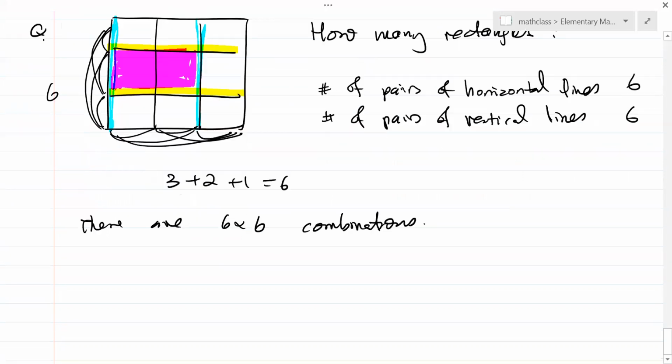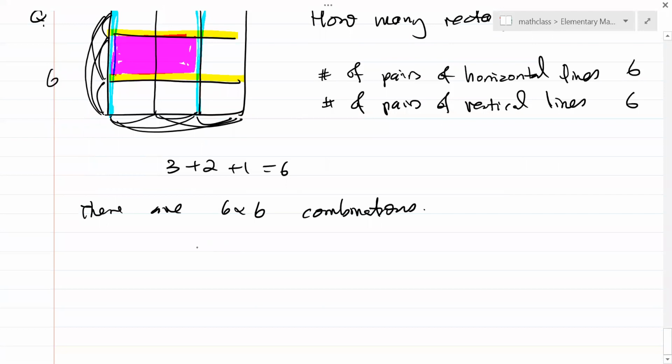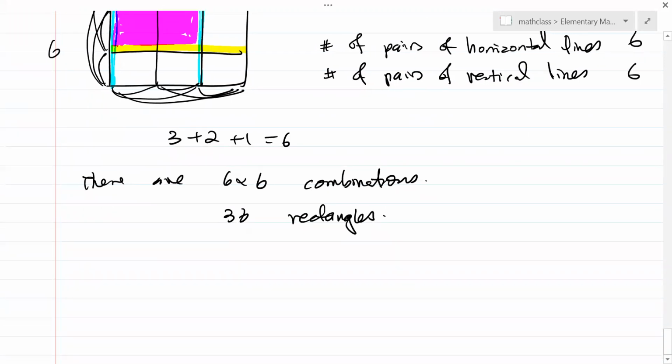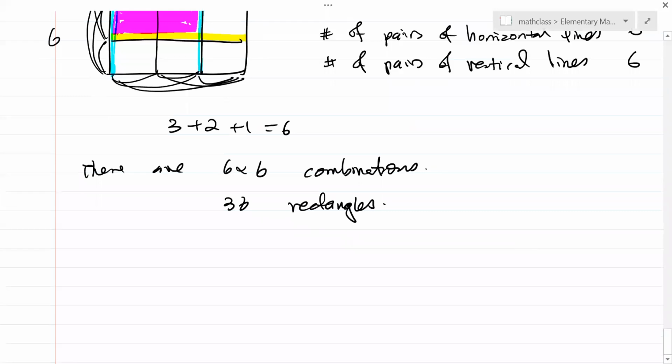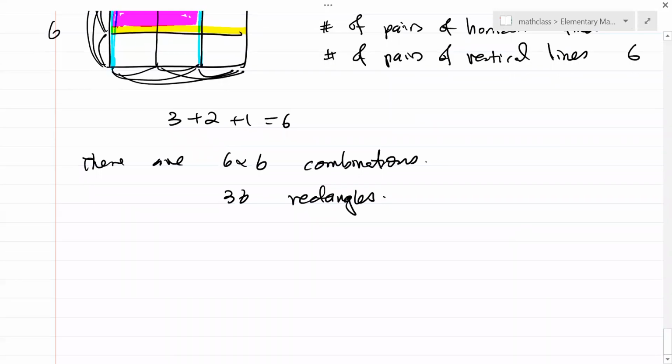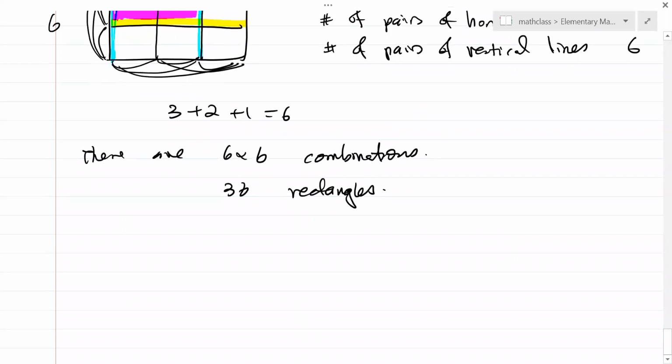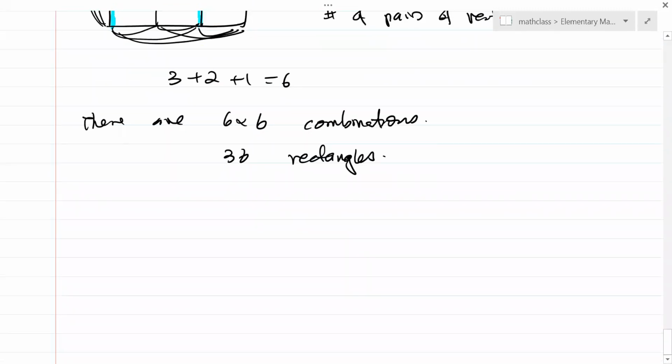Okay. So that means 36 rectangles. Now you got it, right? Yeah. So we can do lots of other problems now.